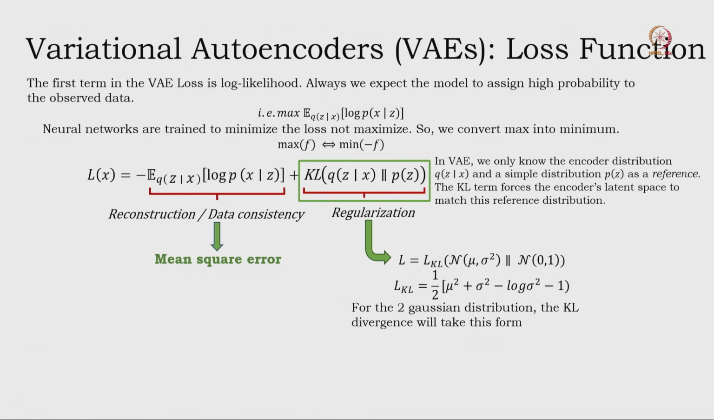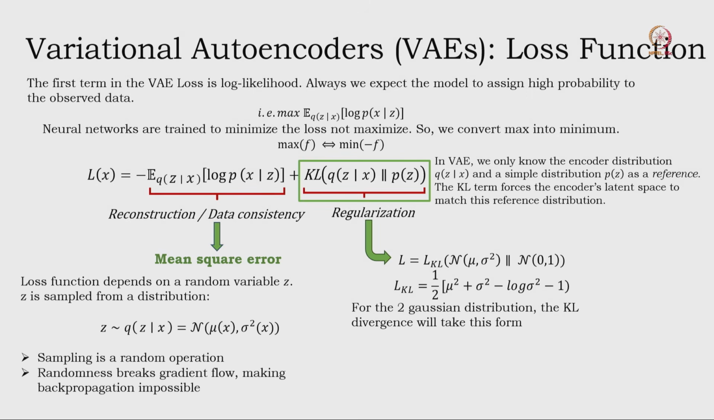There is one limitation here. What is that limitation? If you look into this loss function, we are going to have a Z term. And how are we going to get this Z? Z is randomly drawn from this particular distribution. Now what exactly is the problem if we randomly draw this? Sampling is a random operation.